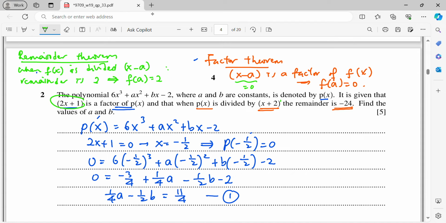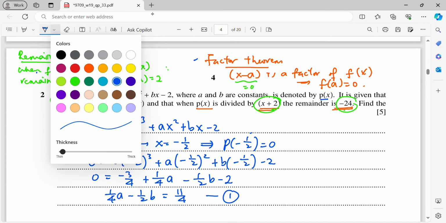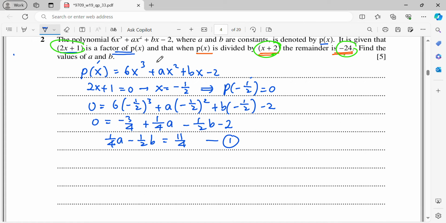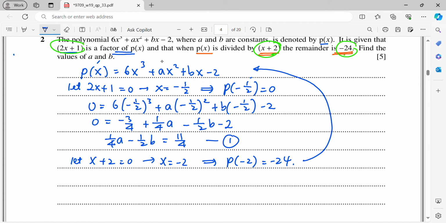So what I need to do is I let this be 0, and then my f of x will be negative 24. So that means now x plus 2 equals 0, so my x equals negative 2. That means p of negative 2 will be negative 24, because negative 24 is the remainder. Then from here, I will substitute this result into the p(x).